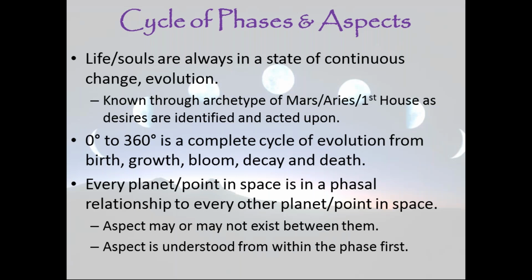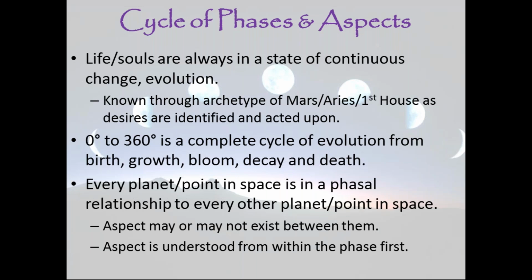Also, remember that all of us, all souls just through life, are always in a state of continuous change and evolution. And we know this through that archetype of Mars, Aries, first house. We always are having desires that we identify and wish to act upon. And so that 0 to 360 with Mars and Pluto represents a complete cycle of evolution specific to that natal Pluto house. From birth, growth, bloom, to decay and death and rebirth again.